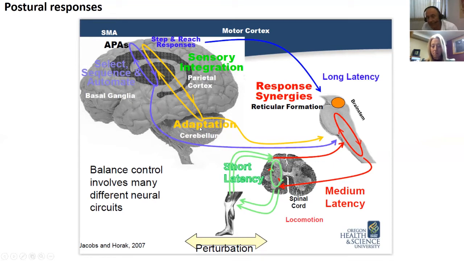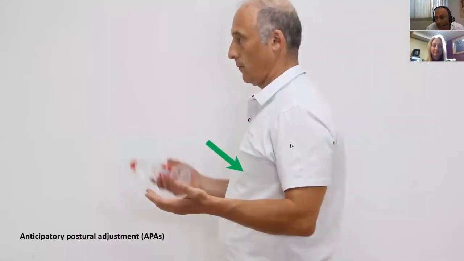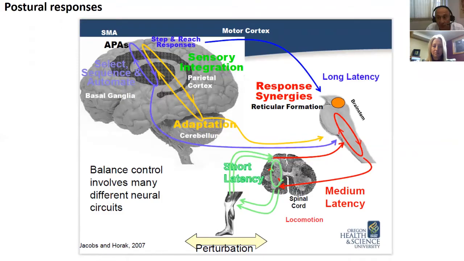Okay, so this time latency is very important because when we're designing our perturbations, we have to bear this in mind for the unexpected perturbation, how we design it. So how we design the acceleration medially or laterally or posteriorly or anteriorly. Have you got anything to add at all about the latencies and about this slide, Amy?